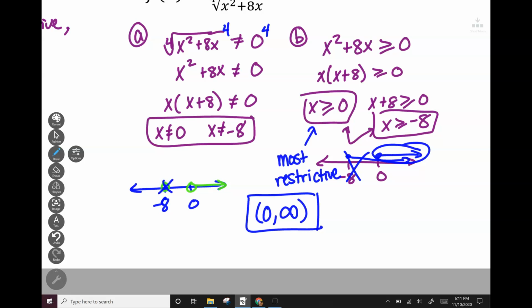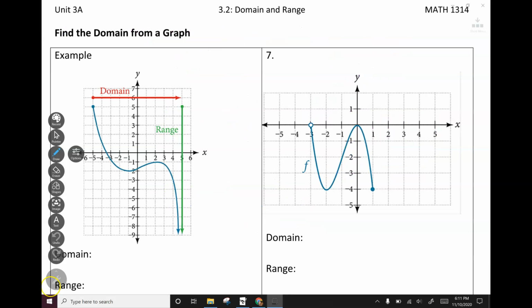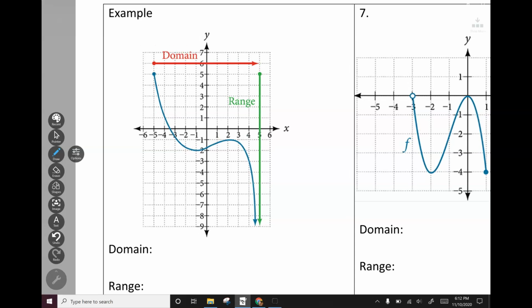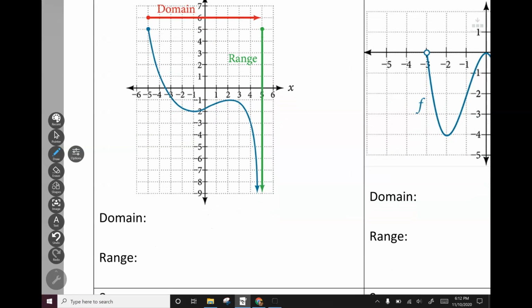Just from 0 to infinity, not including the 0 because of that. All right, and let's look at page 2. So these 4 problems, we're going to be finding the domain from a graph, actually the domain and range. I'm sure that you remember this from some previous math classes, so hopefully this is a refresher.